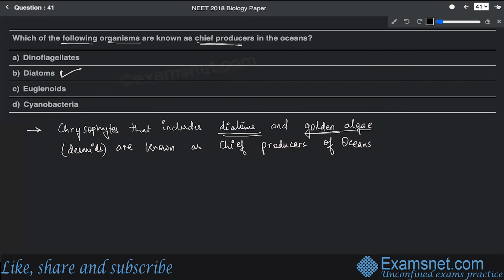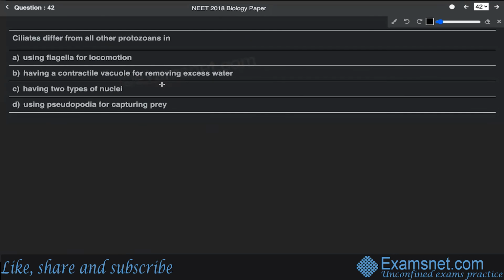Now, the next question is question number 42. Question number 42 says that ciliates differ from all other protozoans in using flagella for locomotion, having a contractile vacuole for removing excess water, having two types of nuclei, and using pseudopodia for capturing the prey. Again, this question has been asked from the chapter of Biological Classification of standard 11.